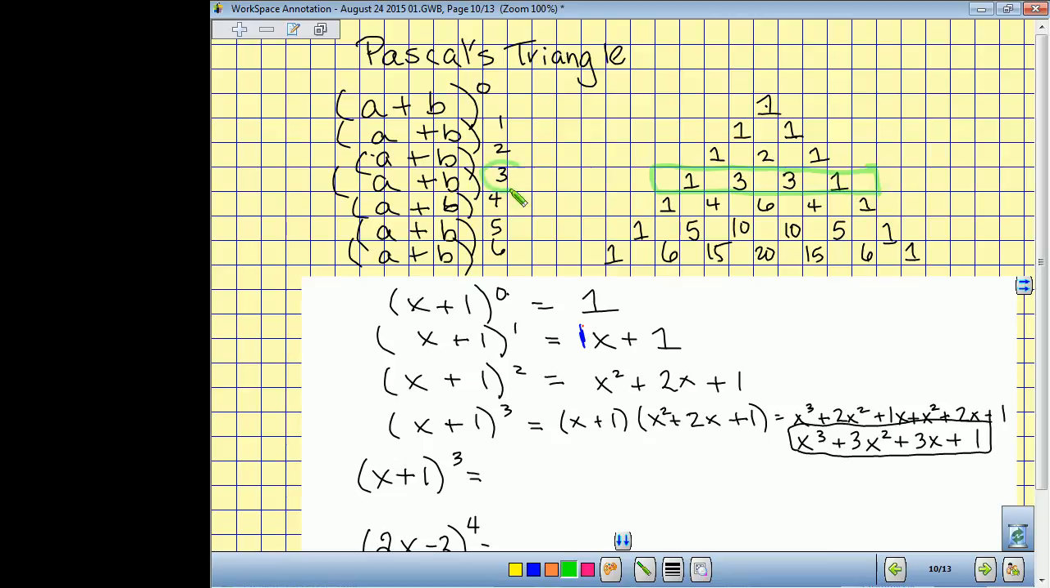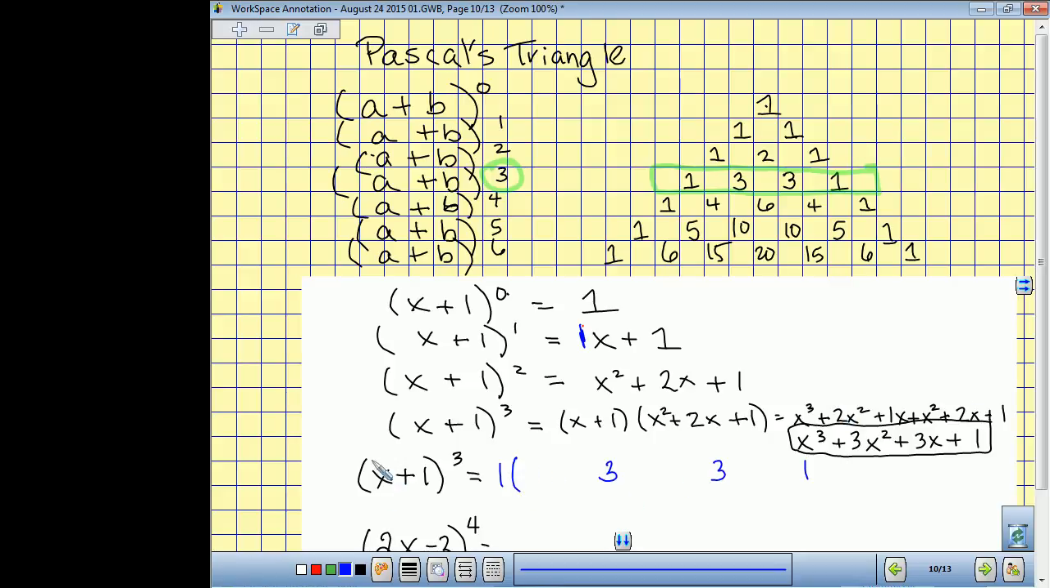Now this is for a binomial raised to the third power. What do we notice? The second coefficient is a 3. If it was the fourth power, the second one is a 4. If it's the sixth power, the second one is a 6. So I'm focusing in on this line because this problem is raised to the third. I'm going to pull down those coefficients: 1, 3, 3, 1. And this is how we do it without having to go through these steps.